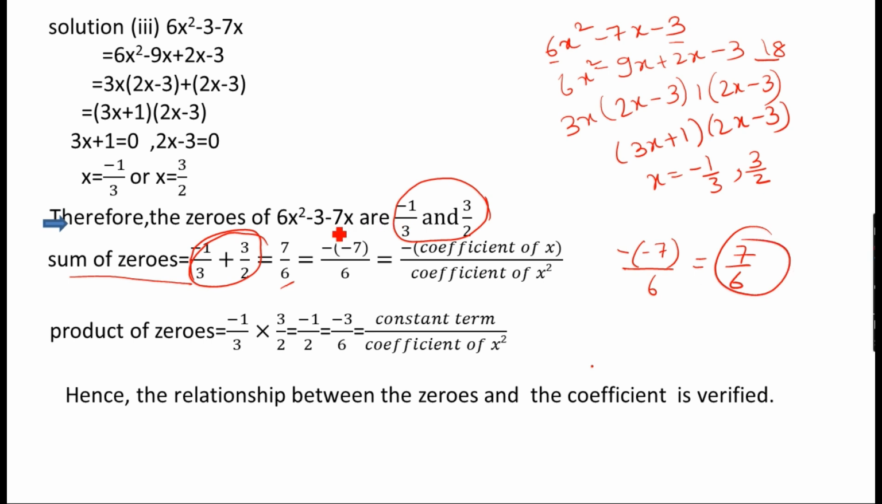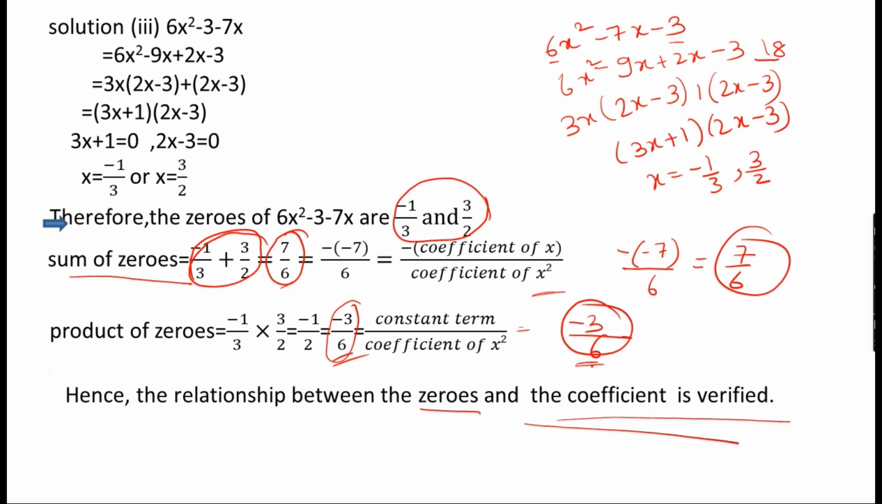This answer is equal to this term. Therefore, our relationship is verified: the sum of zeros is equal to minus b by a. And also, the product of zeros is equal to minus 3 by 6. In this, the constant term is minus 3 and the coefficient of x square is 6. This term is equal to this term. Hence, the relationship between the zeros and the coefficients is verified.